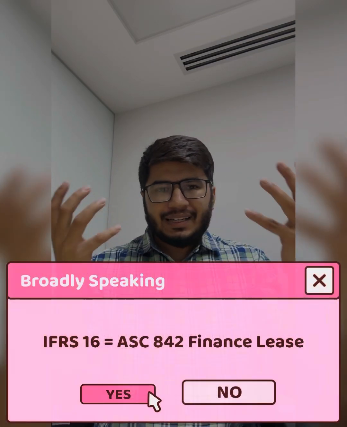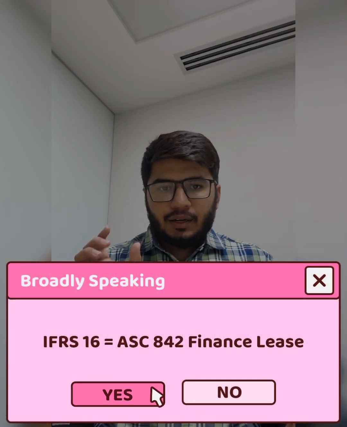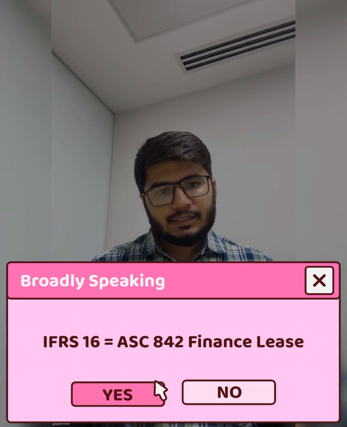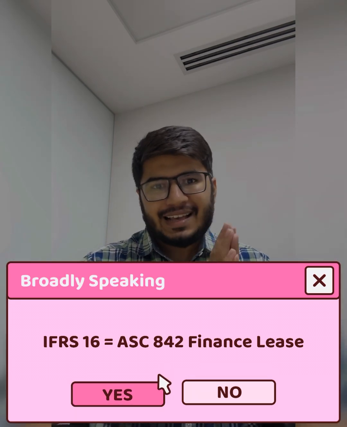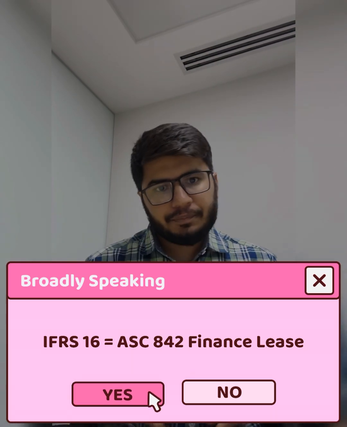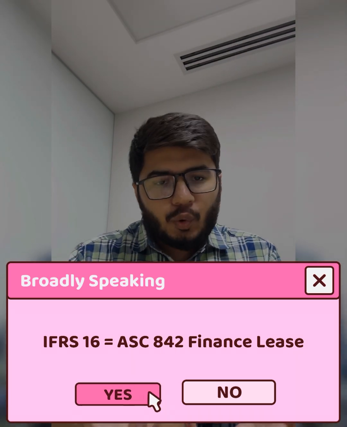Now, what is the difference from an accounting perspective? Accounting under IFRS 16 is quite similar to what we do for finance lease under ASC 842. So, you can broadly say that accounting under Ind AS 116 or IFRS 16 is equal to accounting for finance lease under ASC 842. That is sorted. Now it's important to understand what is the difference in accounting between finance and operating lease under ASC 842. If we understand that, I think we will be able to understand the whole scenario.